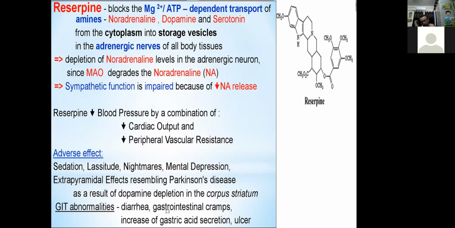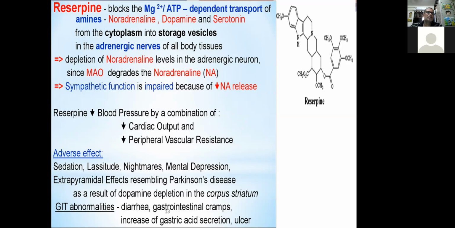If you studied your autonomic nervous system, the neurotransmitter goes back into the cytoplasm, and then gets stored in your storage vesicle. So this particular reserpine blocks the transport of your neurotransmitters into the storage vesicle. This leads to depletion of your noradrenaline. The monoamine oxidase enzyme is present in your cytoplasm, and this will destroy your noradrenaline and reduce its level in your adrenergic neuron.